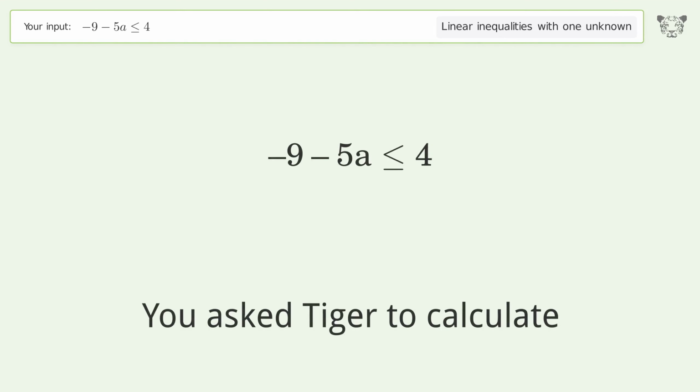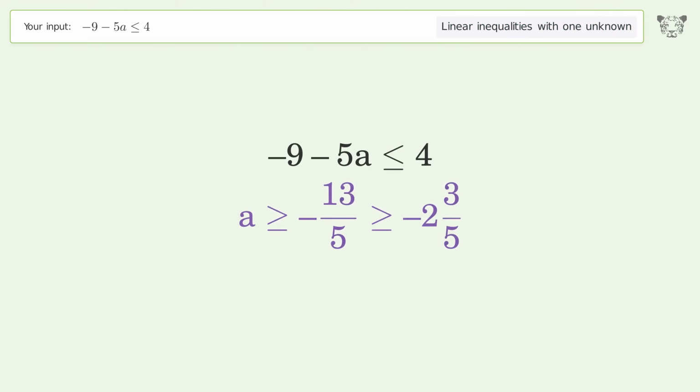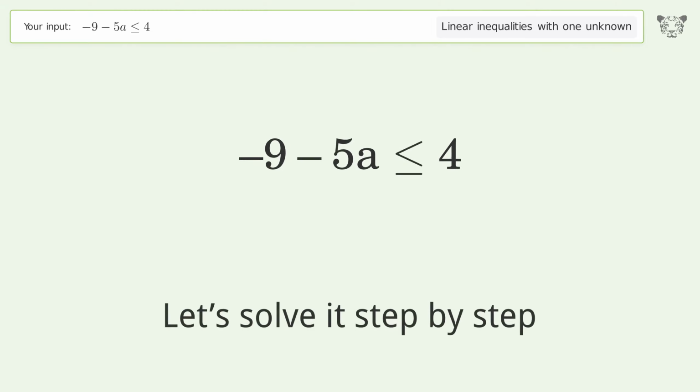You ask Tiger to calculate. This deals with linear inequalities with one unknown. The final result is a ≥ -13/5 ≥ -23/5. Let's solve it step by step.